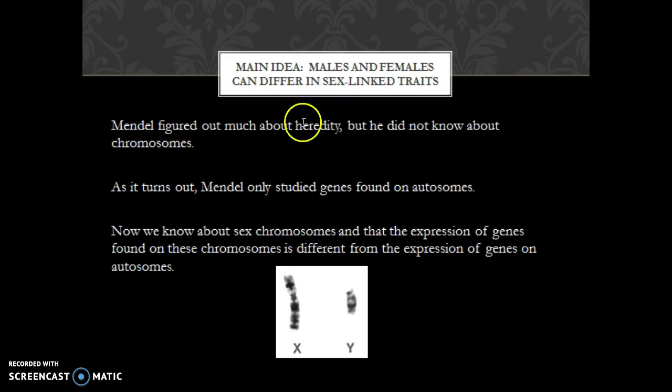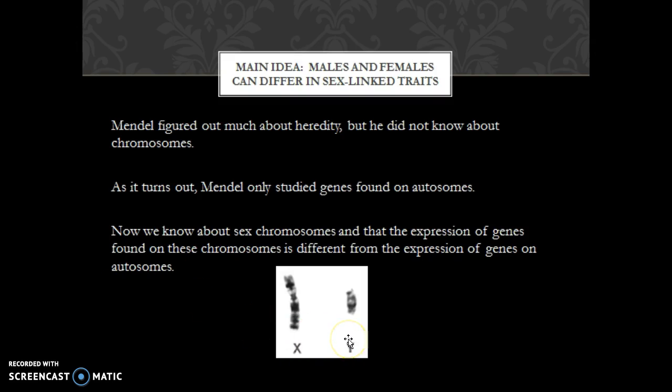But Mendel didn't know that the genes were found on chromosomes. So as it turns out, just coincidentally, the traits that Mendel was looking at, height of the pea plants, the color of the peas, that sort of business, those traits were only found on the autosomes. So they had really nothing to do with gender. Now today we know about sex chromosomes, and we know that the expression of genes found on these chromosomes is different from the expression of genes on autosomes.